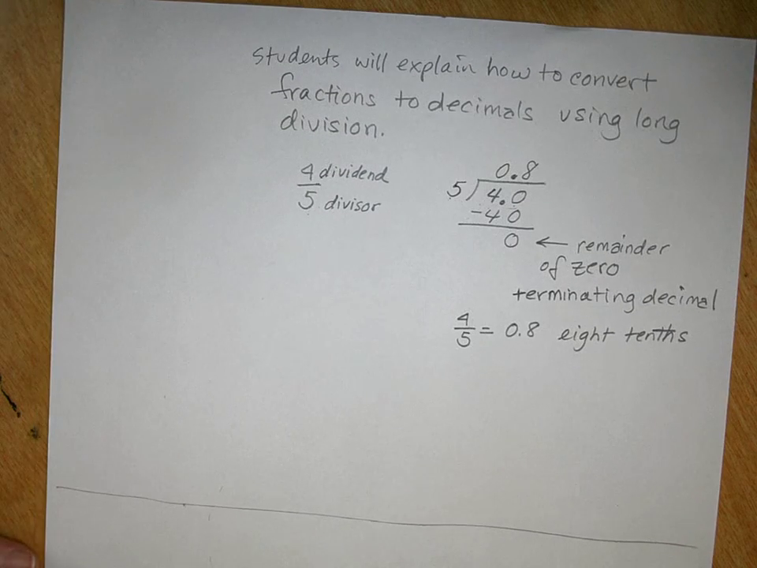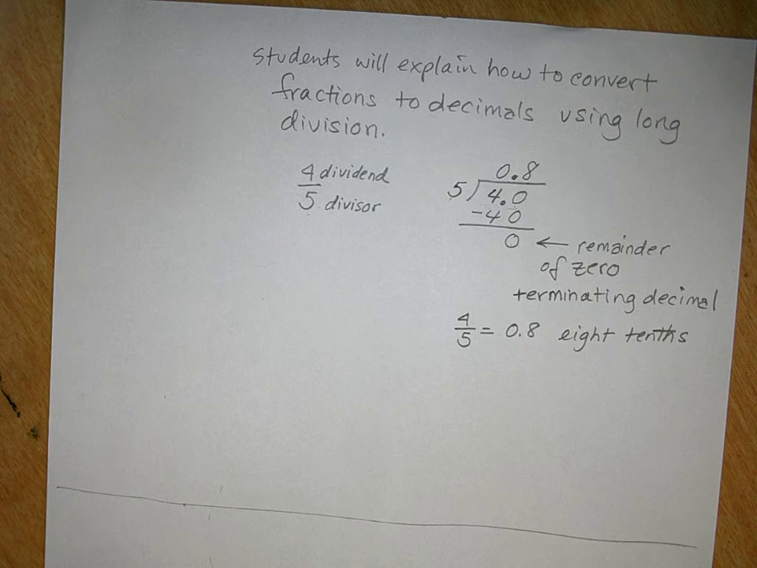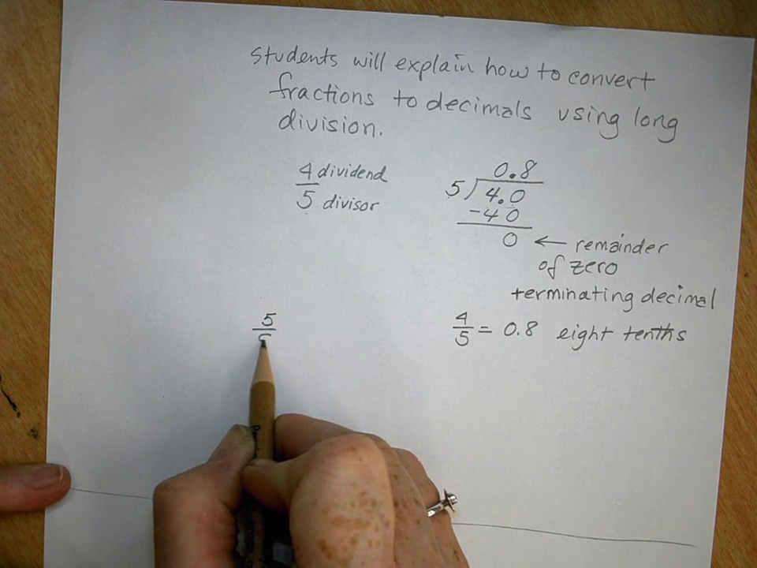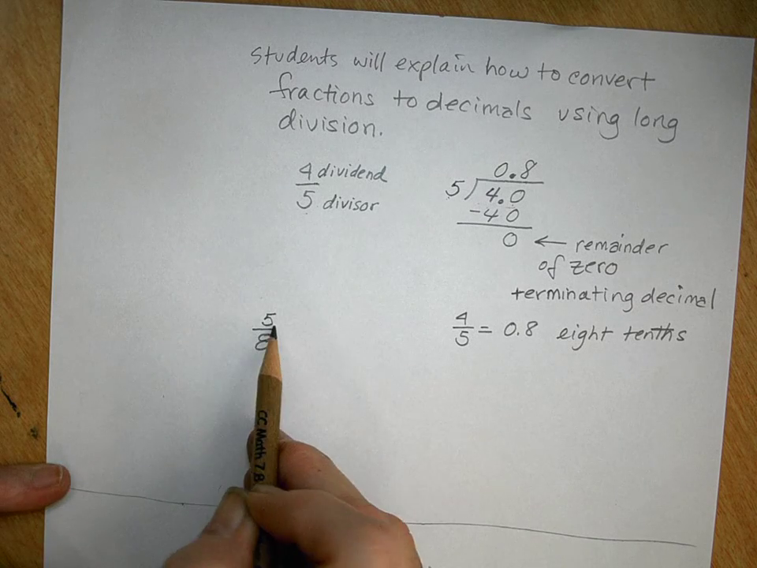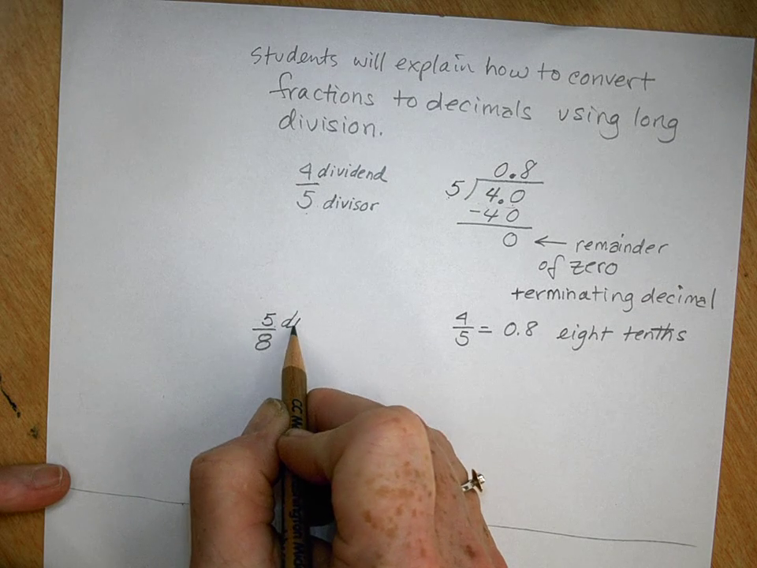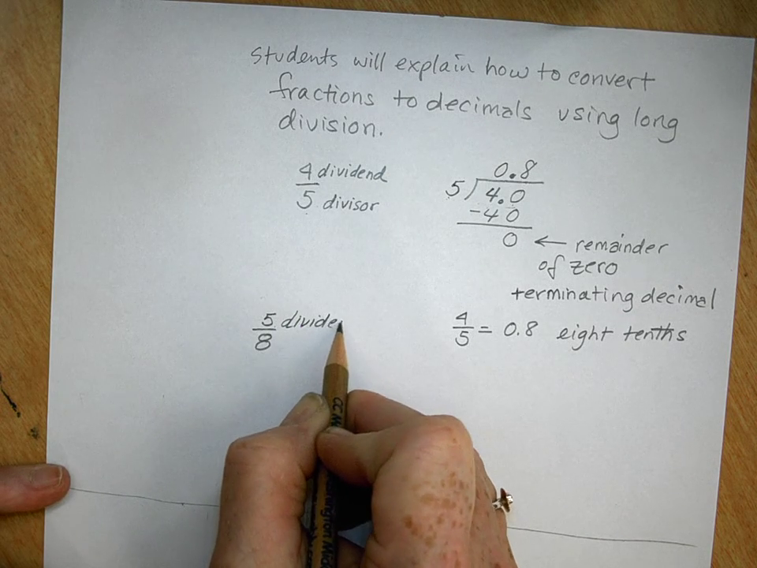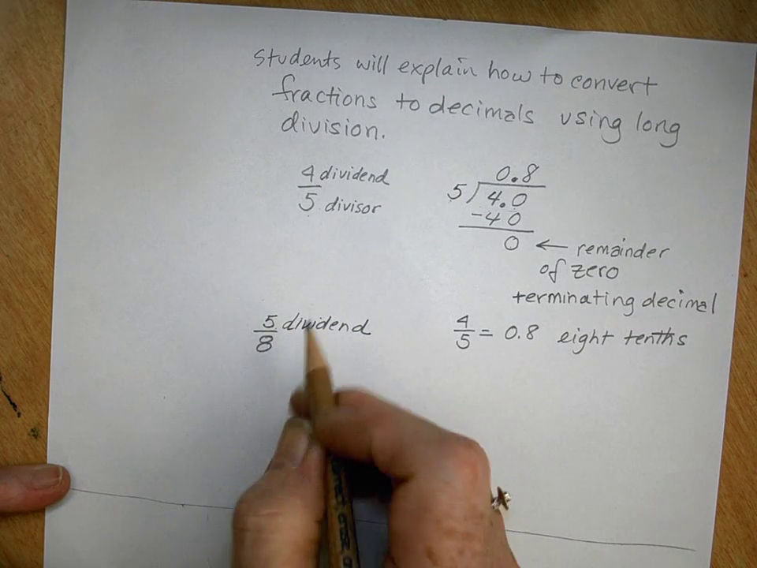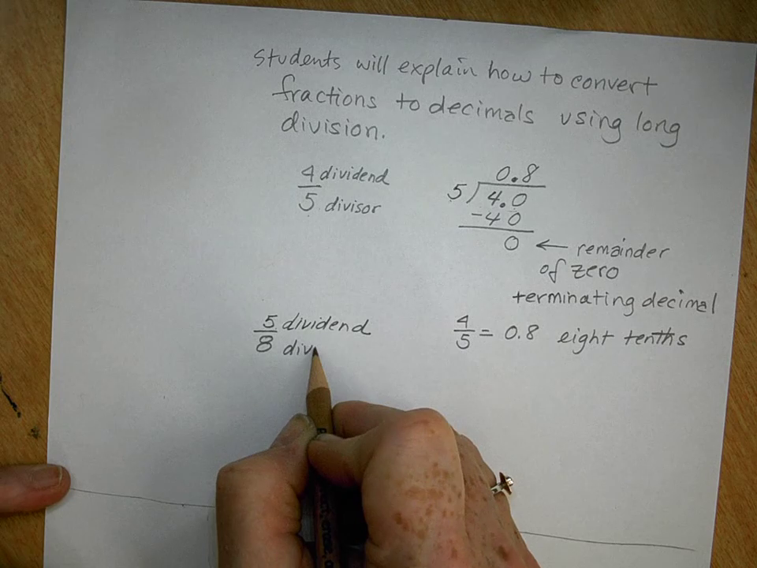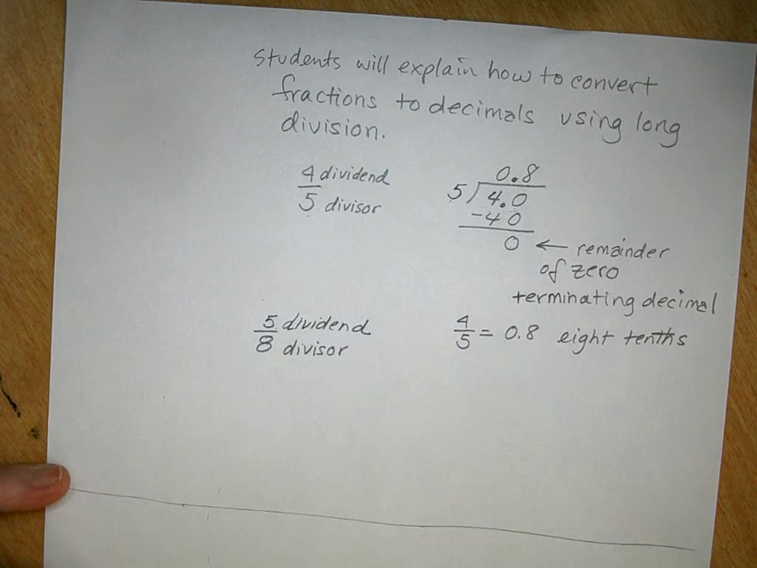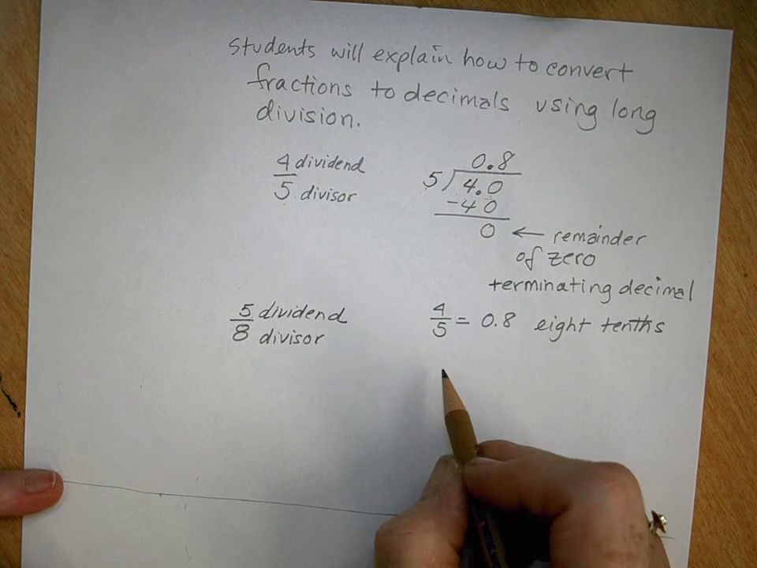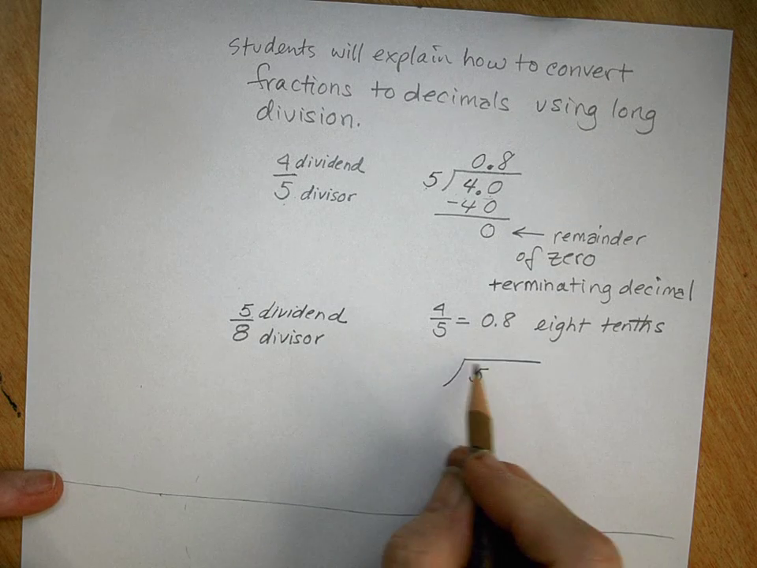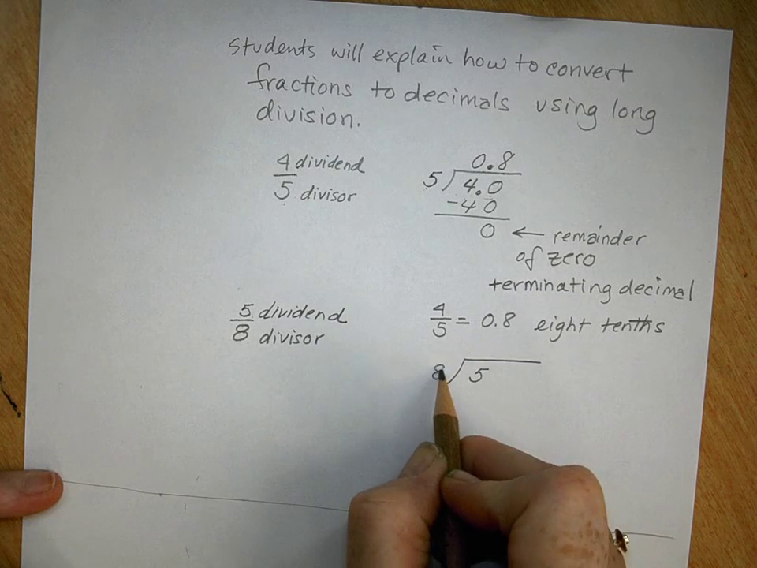Okay, now I might have another type of fraction that is a little more tricky. Let's try 5/8. So here's my 5/8. 5 is my numerator, so that's going to be my dividend. I'm just going to label it so I remember where it goes, under my division sign. And then 8 is my divisor. So now I'm going to set up my long division. So I put 5 inside the division sign and 8 as my divisor.